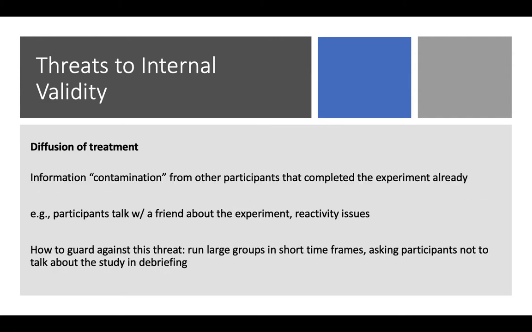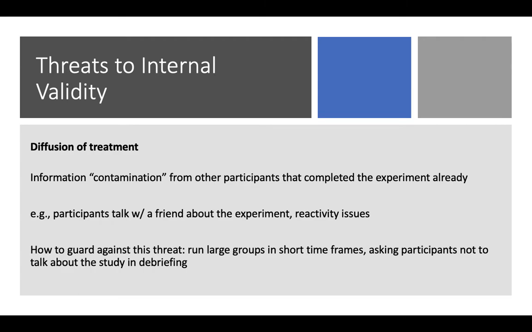Next, we have diffusion of treatment. So this is when information contamination from other participants that have already completed the study occurs. So a participant tells their friend about the experiment, which causes reactivity issues with the incoming participant because they know the gist of the study, if you will.